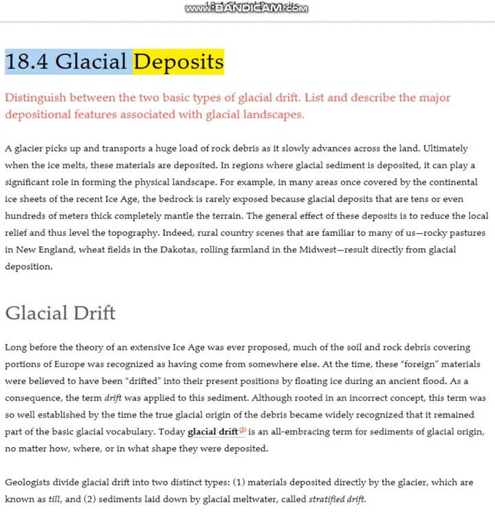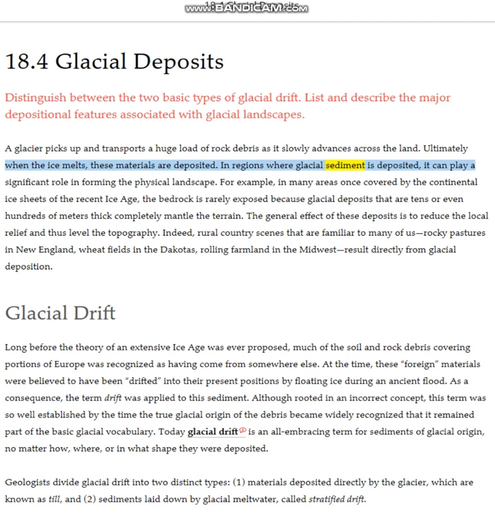18.4 Glacial deposits. Distinguish between the two basic types of glacial drift. List and describe the major depositional features associated with glacial landscapes. A glacier picks up and transports a huge load of rock debris as it slowly advances across the land. Ultimately, when the ice melts, these materials are deposited.